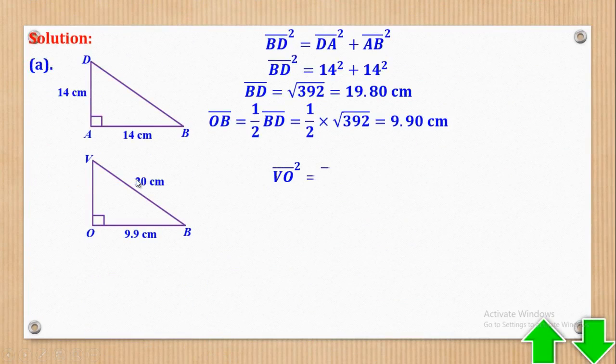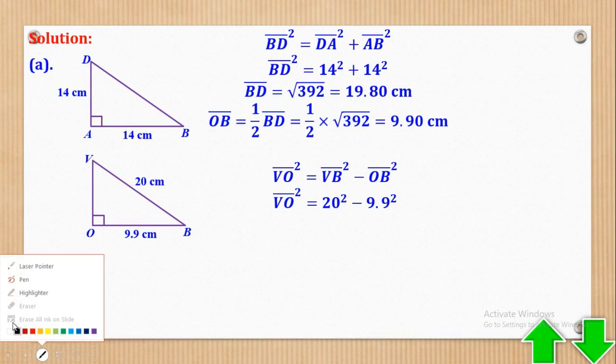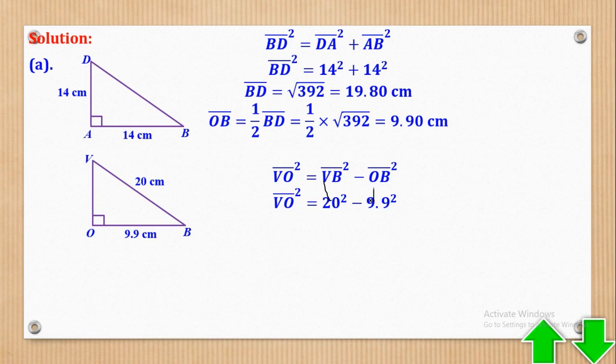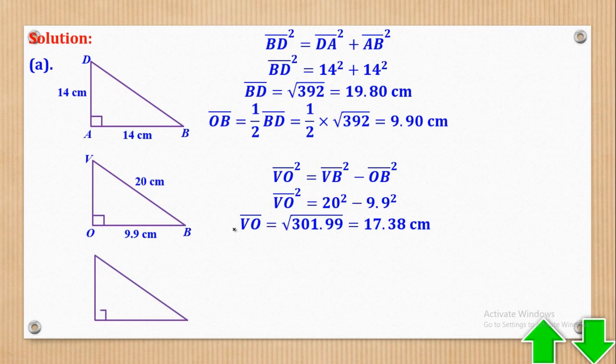So you come here and still use Pythagoras theorem and say that VO is equal to VB squared minus OB squared. When I substitute, I'll come up with that. And when I simplify, I'll come up with VO being equal to the square root of 301.99, which gives me 17.38 centimeters. So now we have got VO. So next is to extract out the triangle of ONV. So let's look at ONV.